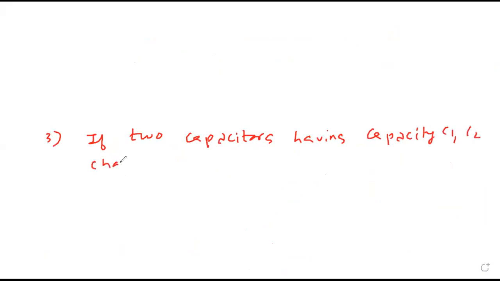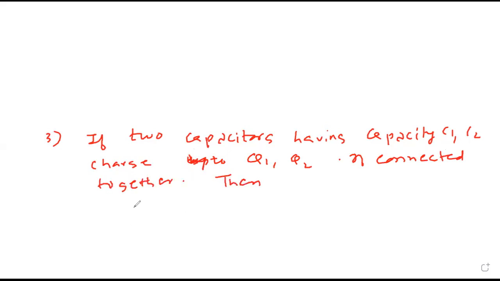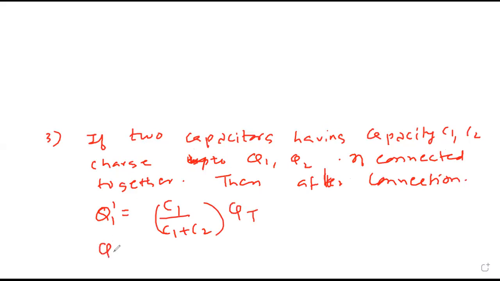Third, if two capacitors having capacity C1, C2 charged by charge up to Q1, Q2 are connected together, then after connection, Q1 dash will be C1 upon C1 plus C2 of total charge, and Q2 dash will be C2 upon C1 plus C2 of total charge.